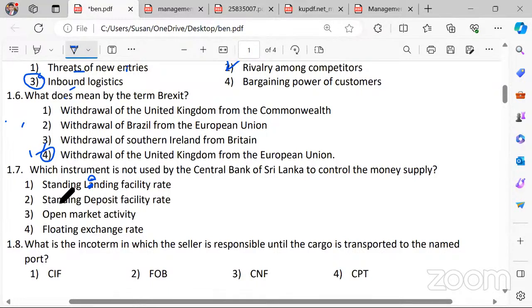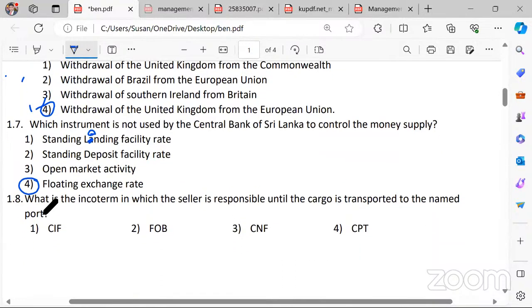Floating exchange rate, that is a separate story. That is related to the exchange market, not the money market, right? Floating exchange rate is a method of defining the exchange rate. That means letting market forces decide the exchange rate for foreign currencies. So the floating exchange rate is not used by the Central Bank to control money supply.